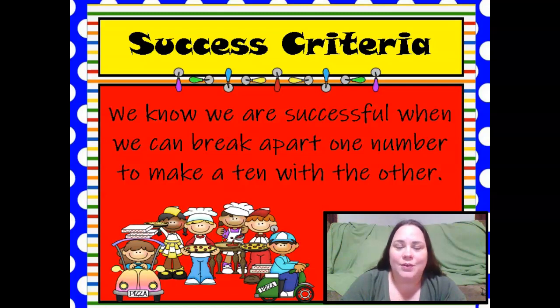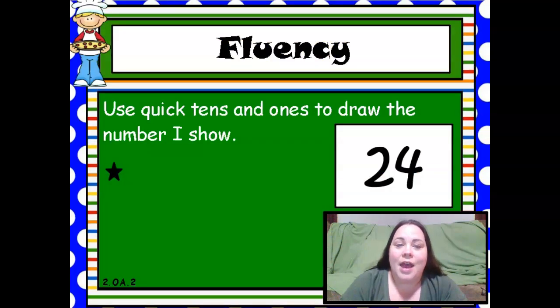Let's take a look at some fluency problems to get our mind on math. I want you to use quick tens and ones to draw the number I have given. So longs and cubes are tens and ones. So on a slate or a piece of paper, go ahead and draw the number 24.